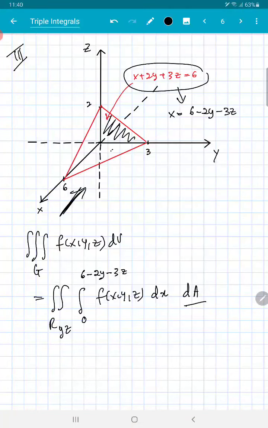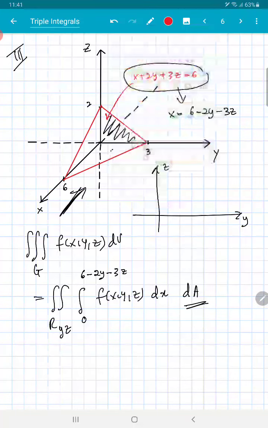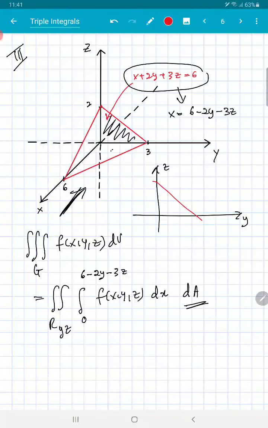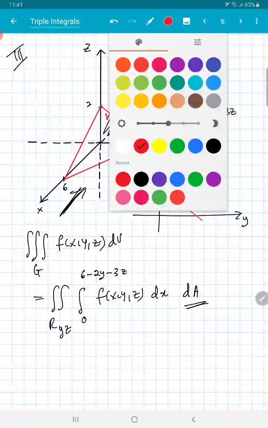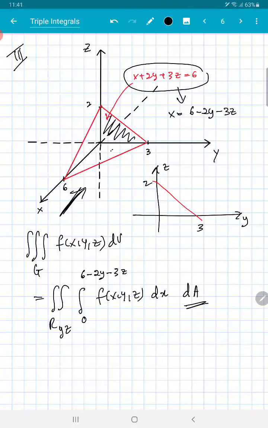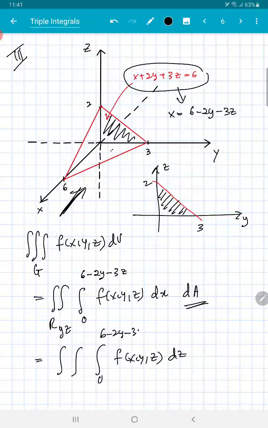Now we need to figure out dA, which is a region on the YZ plane. Here we have the YZ plane, and we have a triangle, 3 on the y-axis and 2 on the z-axis. Now the order of integration is up to you. You want it to be dz dy or dy dz. Let me rewrite this first. x is from 0 to 6 minus 2y minus 3z.